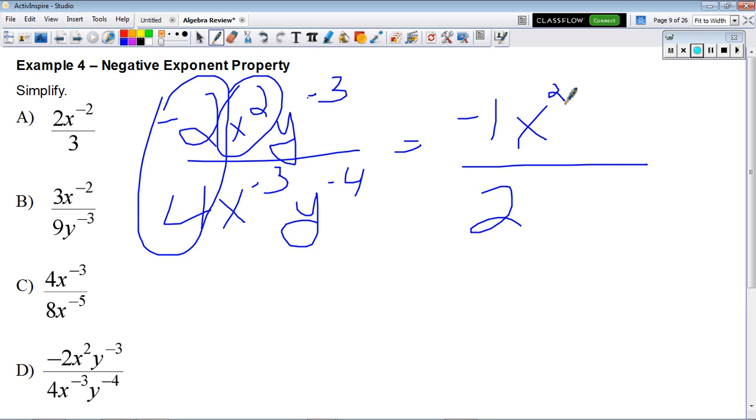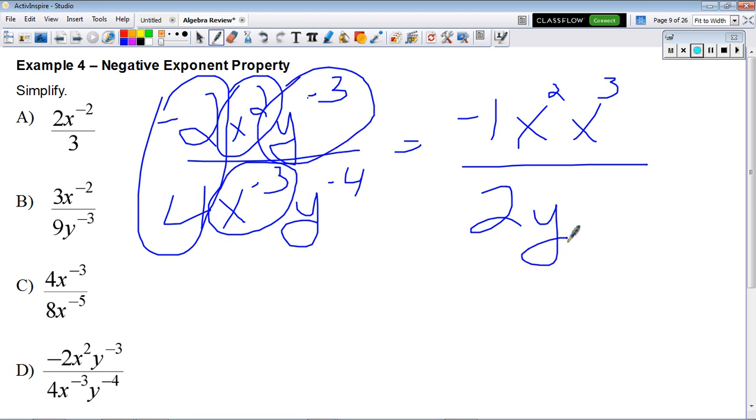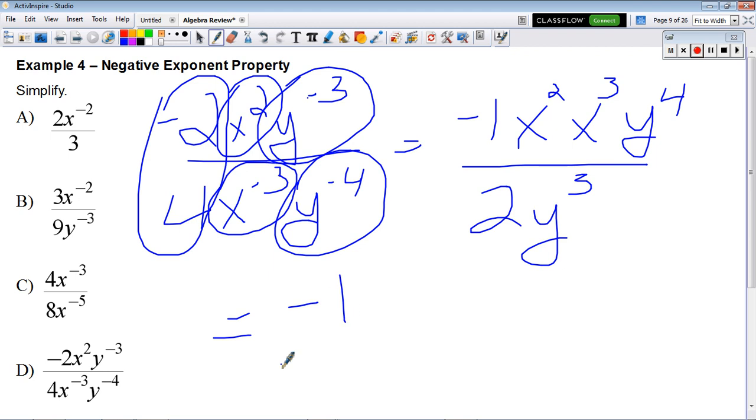However, x to the negative 3, because that's a negative power, that's got to get flipped. And when I do that, that becomes positive 3. Y to the negative 3, negative power, that's got to get flipped to the bottom. Y to the negative 4, once again, negative power, that's got to get flipped to the top. So a couple different things that I can do here to simplify this. One is negative 1 over 2, that's going to stay the same.